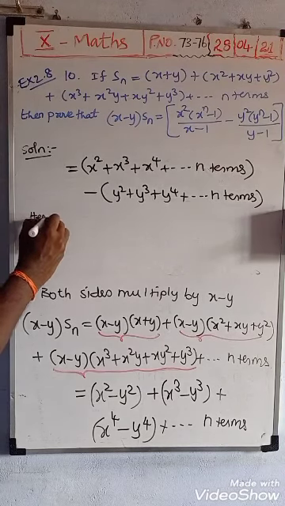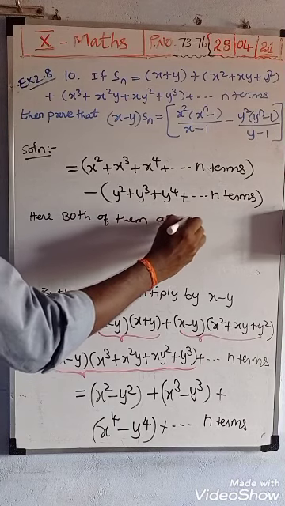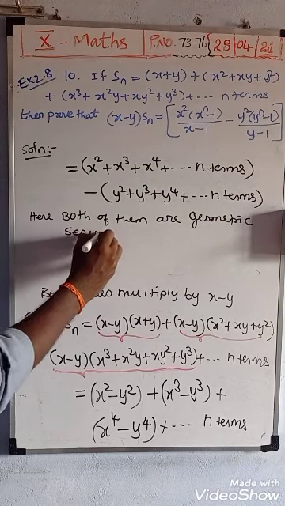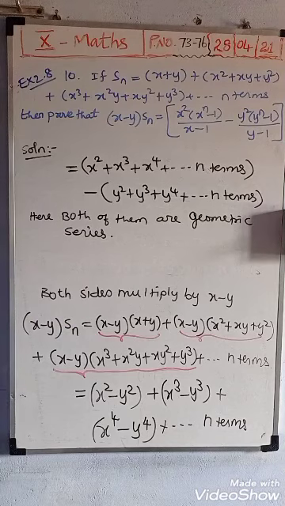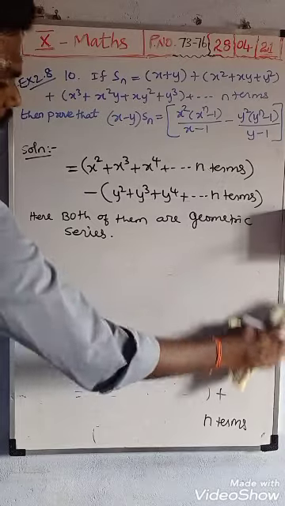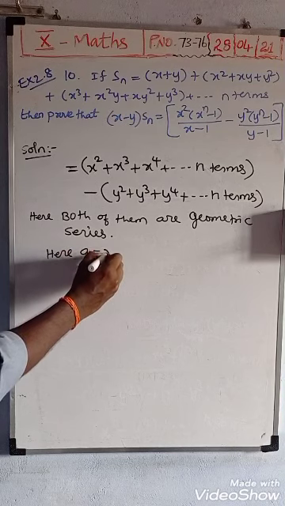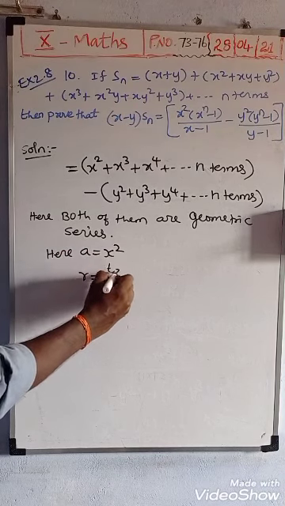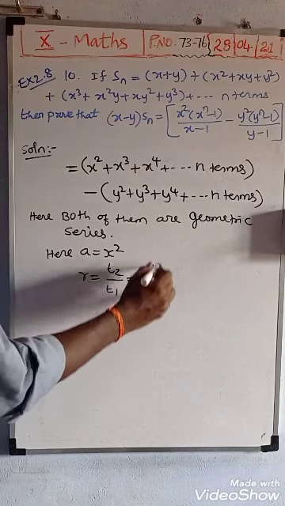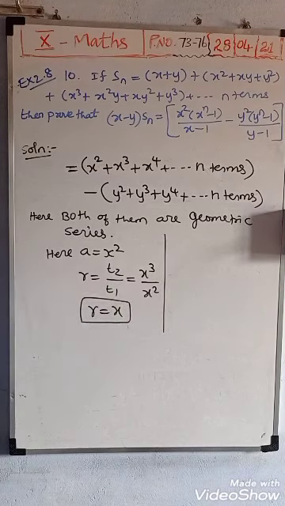Now both of them are geometric series. Or else you check it and see. Okay, it is surely a geometric series only, because we will get equal ratios. Therefore here, for the first one, a is equal to x squared, r is equal to t2 by t1. So what will you get? x cube divided by x squared. This you should cancel. r is equal to x. Okay, r you will get as x.